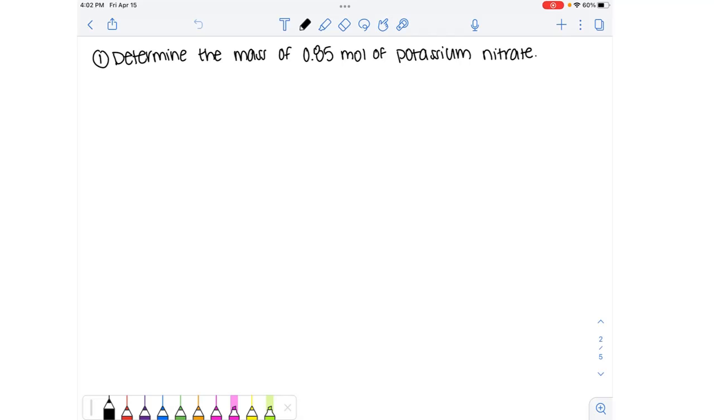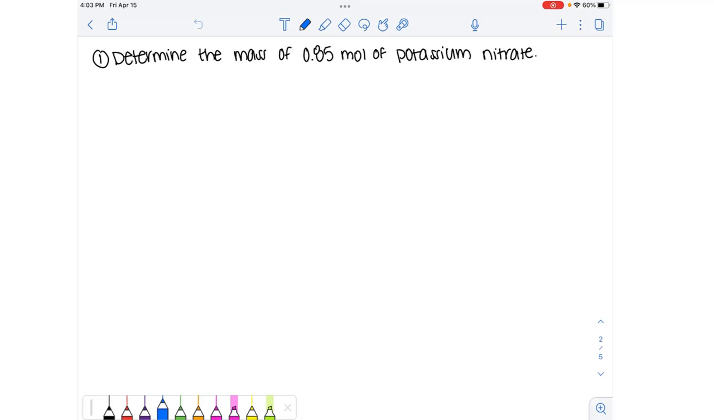So to start us out, how these problems work is you always start by identifying your known. What is the number you are given or the quantity you are given in the problem, and of what substance, and what unit are you trying to convert that substance to? So in this problem here, we're told to determine the mass of 0.85 moles of potassium nitrate. So to start us out, we have to figure out our known.